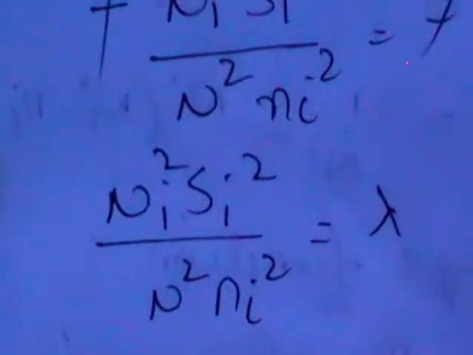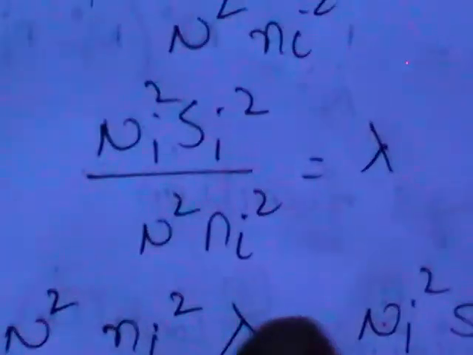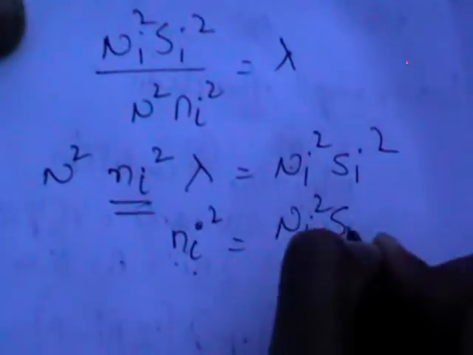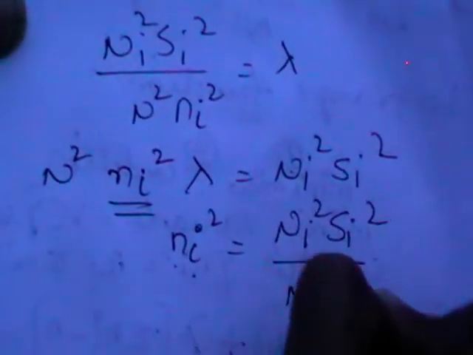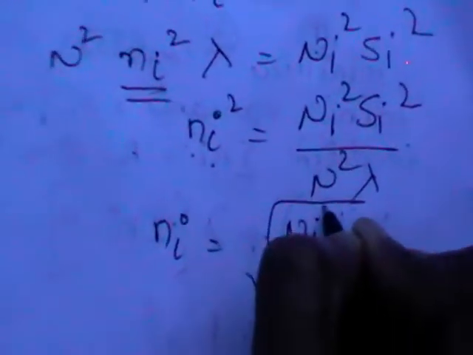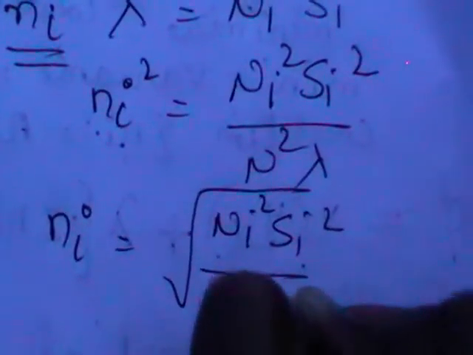From this, what will be Ni square? If you cross multiply, you get n square lambda is equal to Ni square Si square. You want to find the expression for Ni, so Ni square will be Ni square Si square by n square lambda. So Ni will be root over Ni square Si square by n square lambda. So you will get ni is equal to NiSi by n into root lambda. So you have obtained the formula for ni.